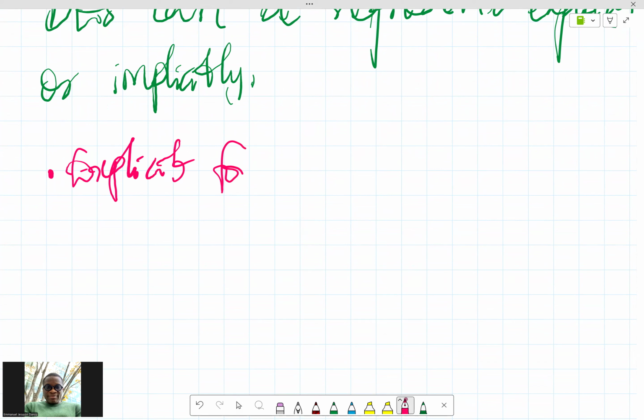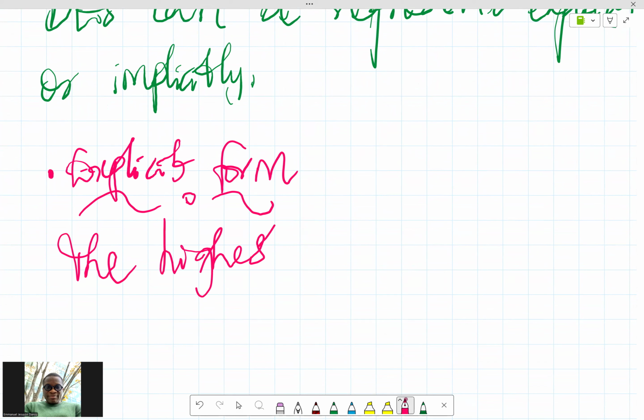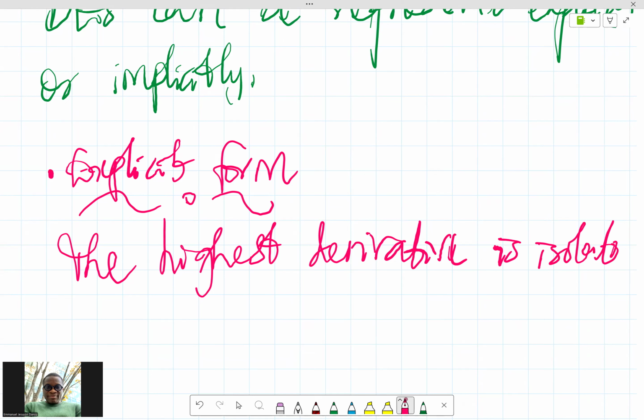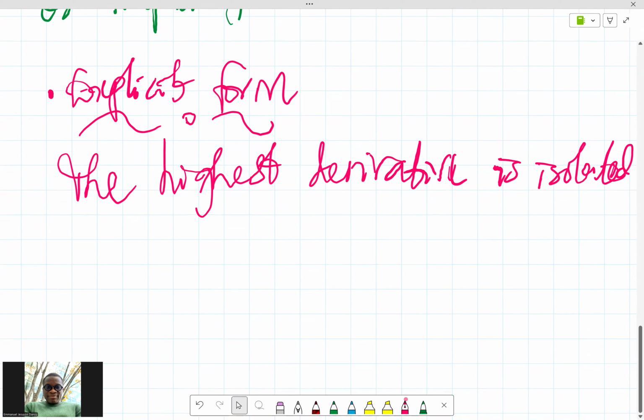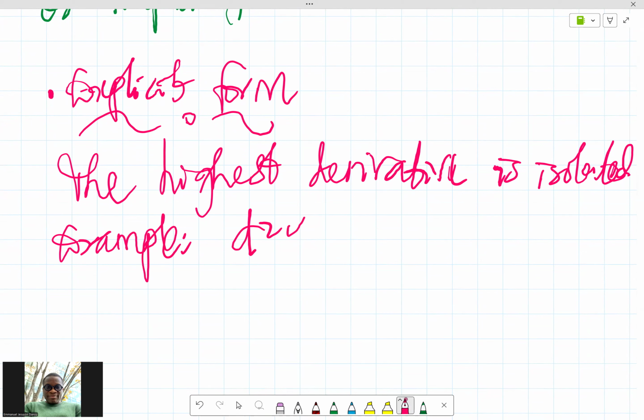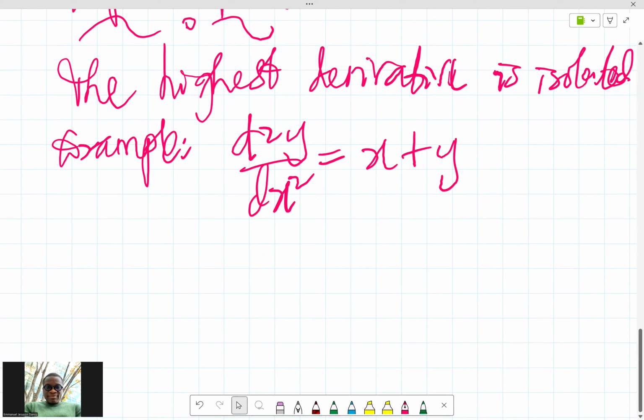So the explicit form. For the explicit form, the highest derivative is isolated. For instance, imagine that you have d squared y/dx squared, which is the highest derivative, and that is equal to x plus y. So you don't have the highest derivative mixed up with anything on the other side.